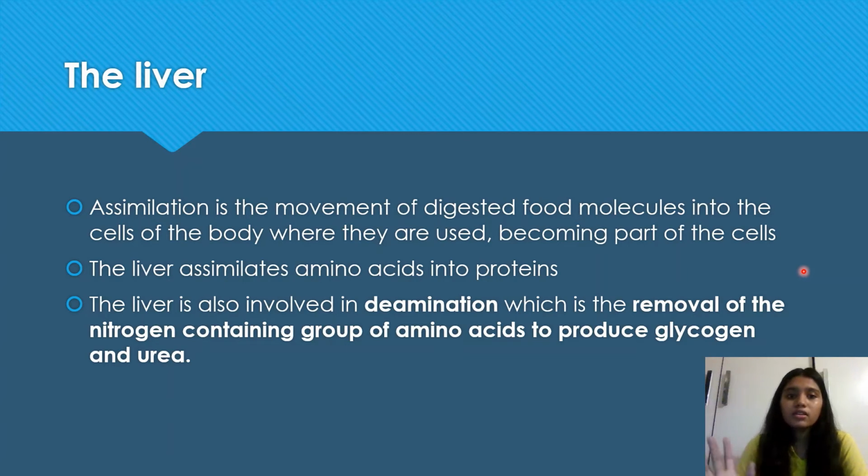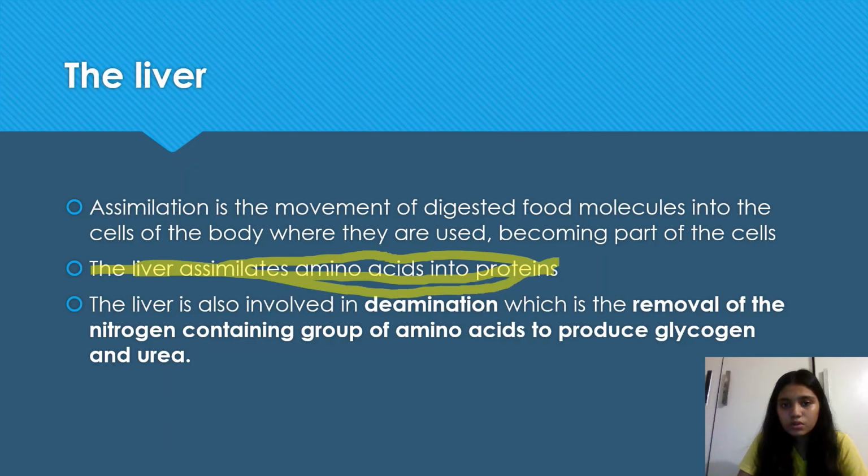And then when the amino acids move to the cells of the body, they need to be used. Now they can't be used in the form of amino acids. The body needs proteins. So the amino acids again have to be converted to form proteins. Now how does this happen? The liver assimilates these amino acids into proteins. Okay, assimilation, it builds up the amino acids into proteins. So that is one thing that you again need to be able to state. The liver assimilates amino acids into proteins, and that's how they can be used by the body.